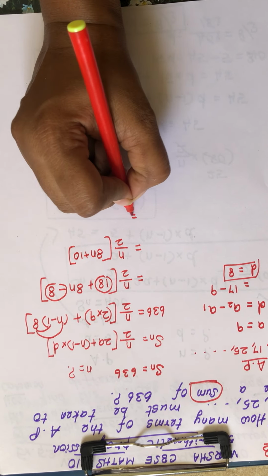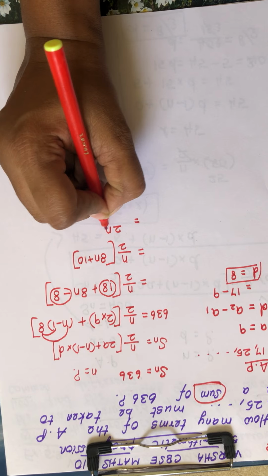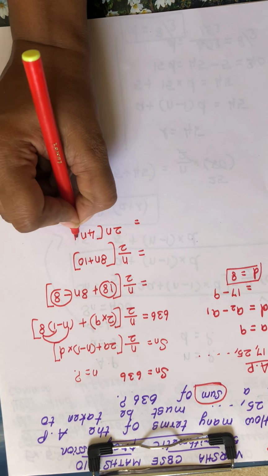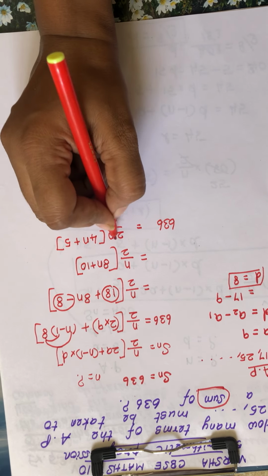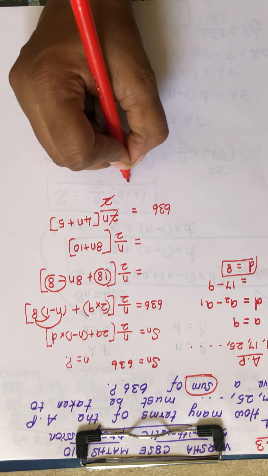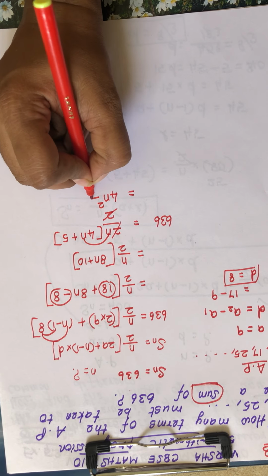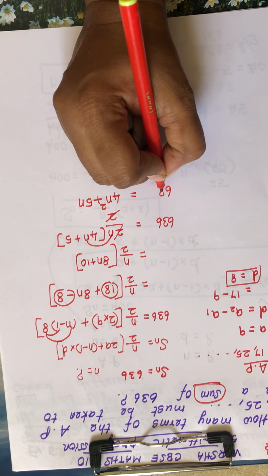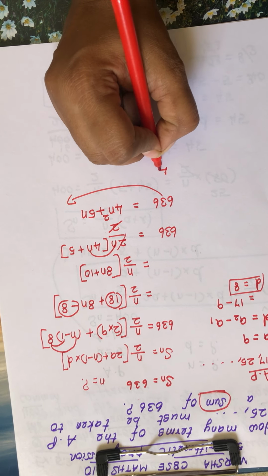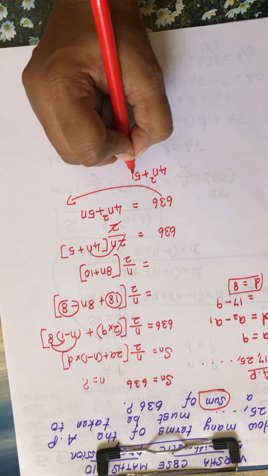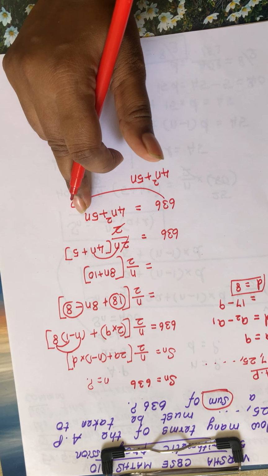Okay students, now let's take the common number 2 out. If you take 2, you will get 4n plus 5, and n by 2 into 2 cancels here itself. So what's remaining? n only. If you multiply, you will get 4n square plus 5n equal to 636.